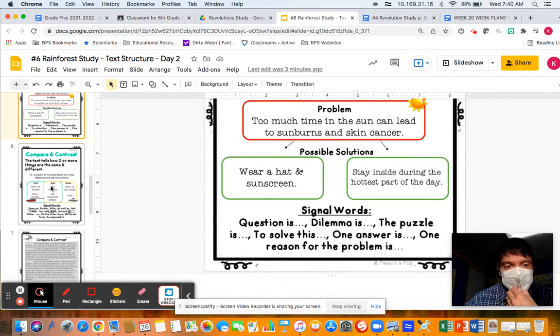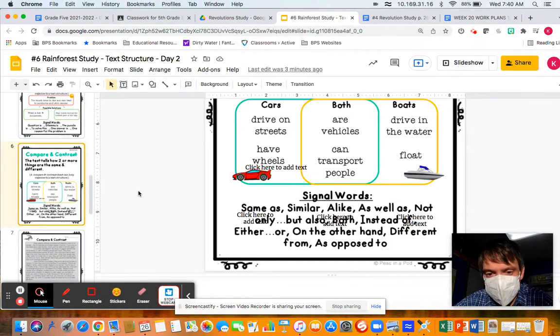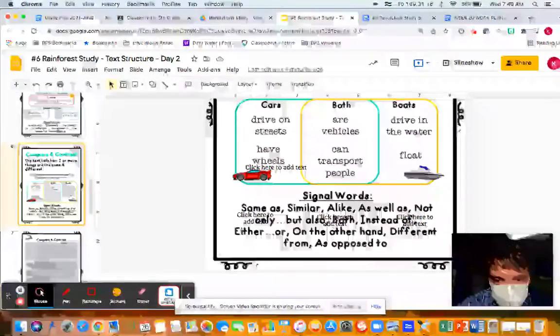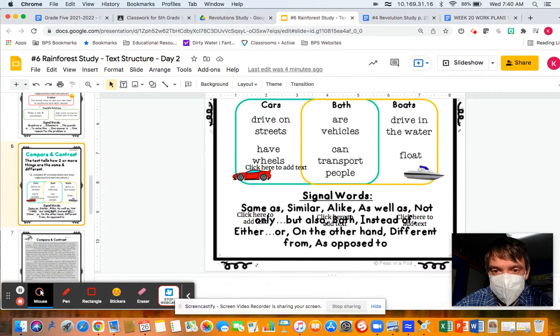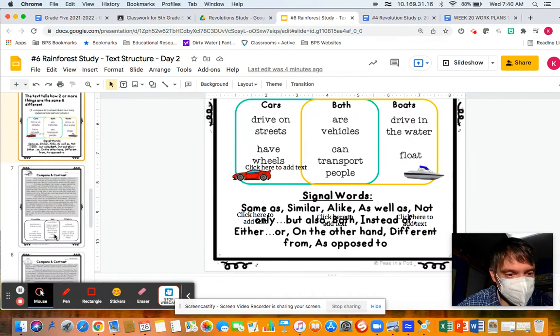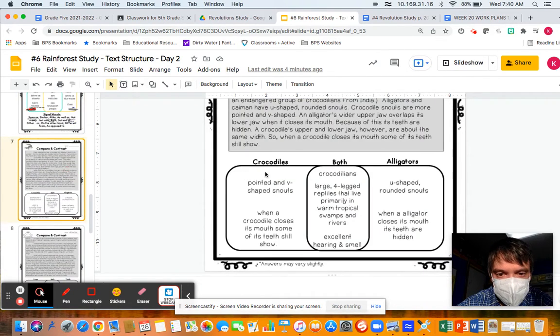Now today, compare and contrast first. We've talked about these earlier this year. Here's a bunch of vocabulary to look for: same as, similar, whereas, and you're comparing how things are similar and different. Okay. Here's a sample compare and contrast.